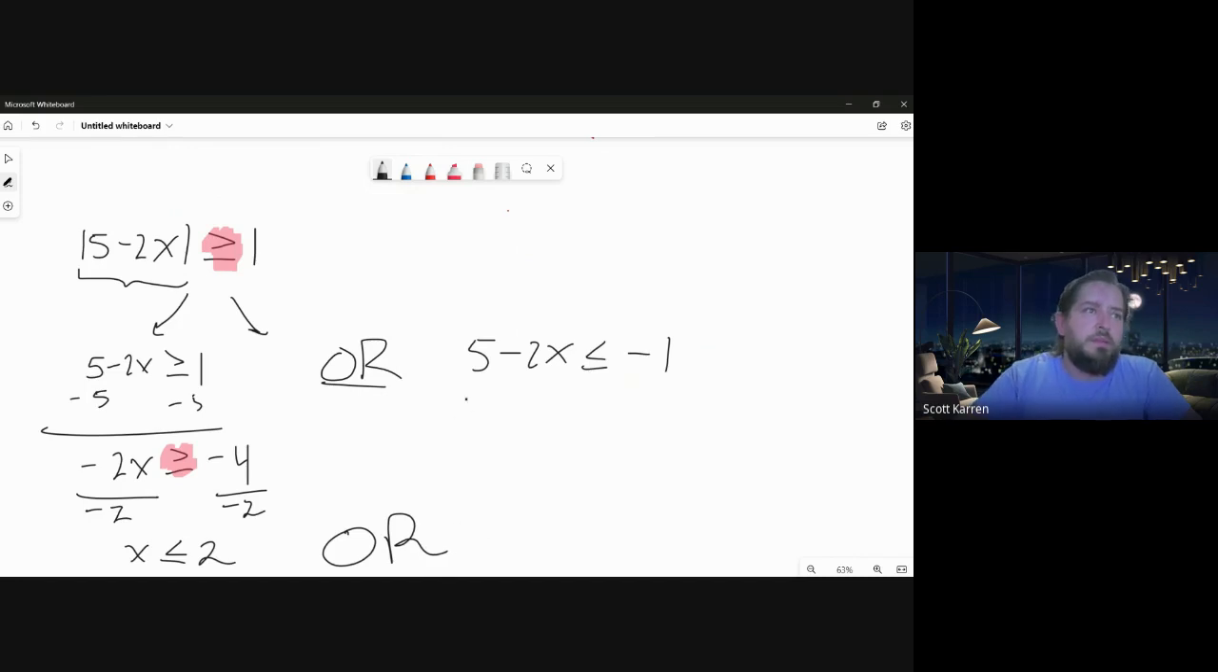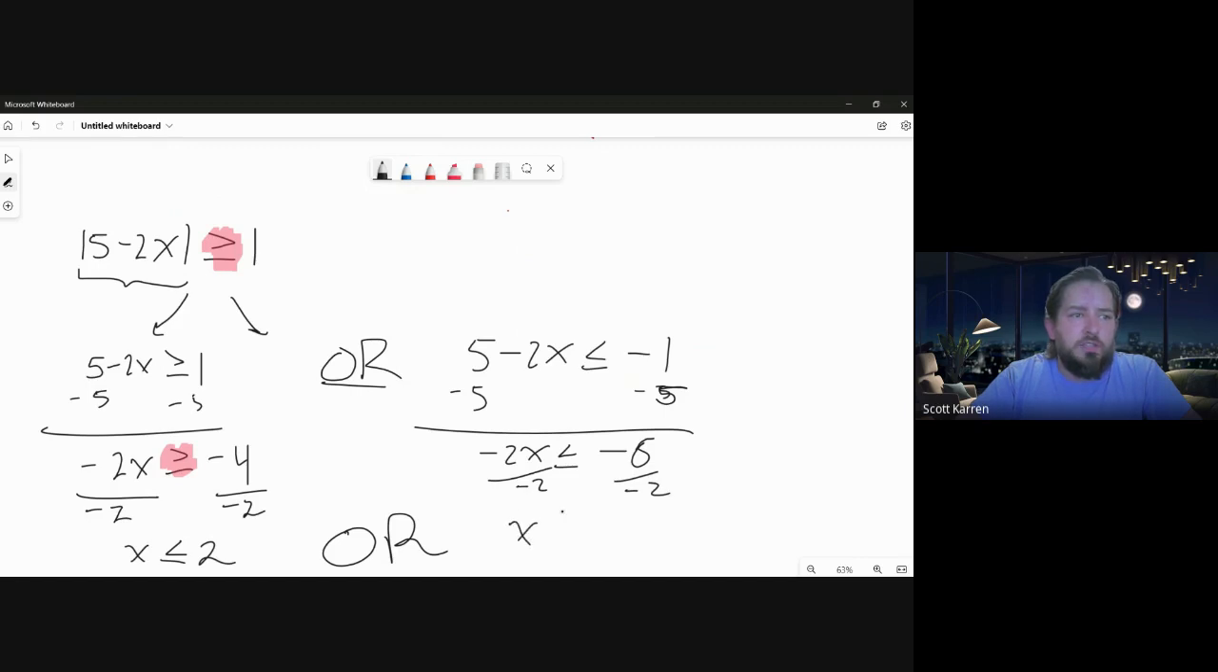Or, same thing here, minus 5 from both sides leaves me with negative 2x is less than or equal to negative 6. And then divide each side by negative 2, which leaves me with x is greater than or equal to a positive 3. So those are my OR statements.